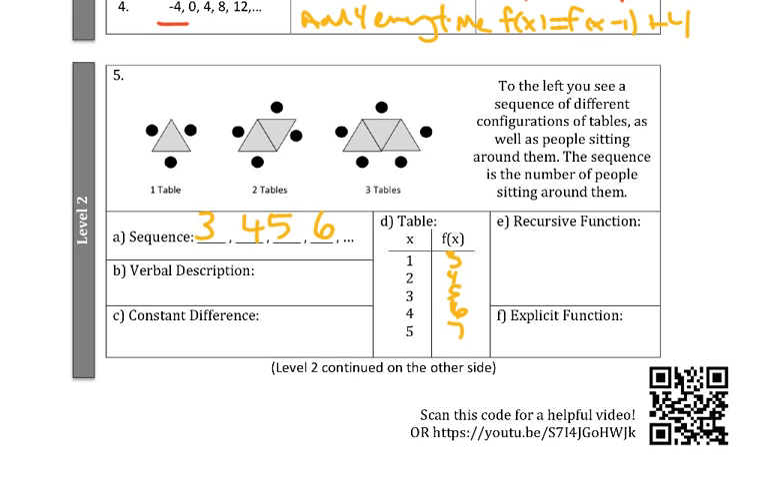Now let's write a verbal description. This sequence starts at 3, and we add 1 every time. You can write that out. It's hard for me to write that. And I just said, hey, we're adding 1 every time. That's going to be our constant difference.